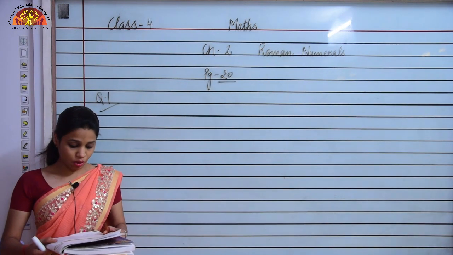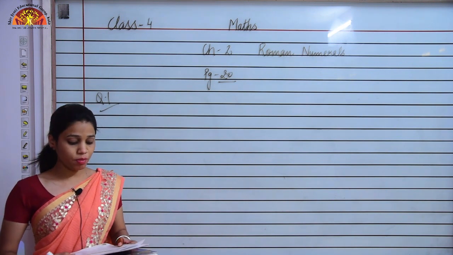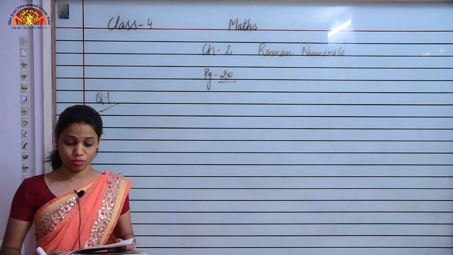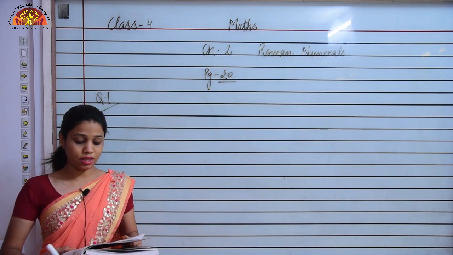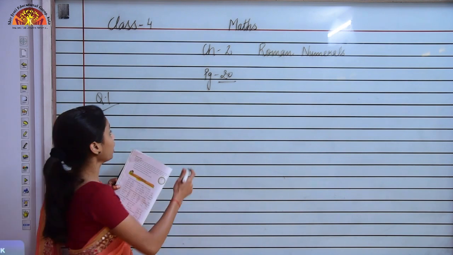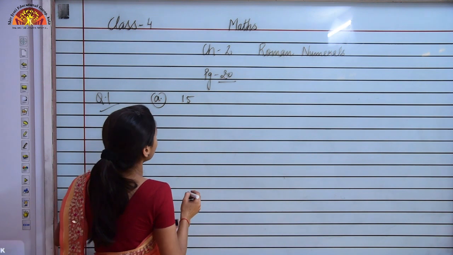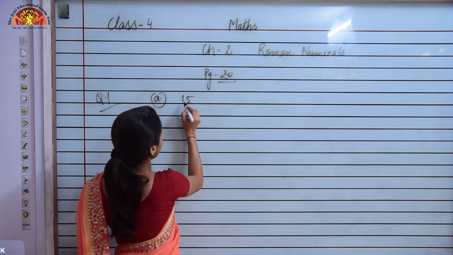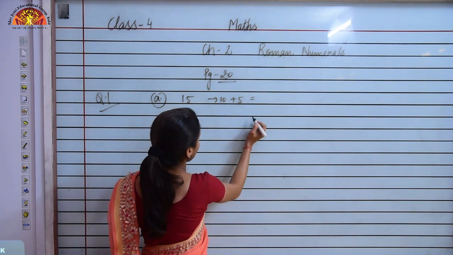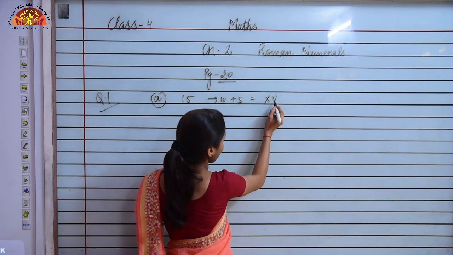Students, now let us see question number 1 given on page number 20 of your book. Question number 1 is convert the following Hindu Arabic numbers to Roman numerals. Now you are given the number in Hindu Arabic form, you have to convert them to Roman numerals. Now A part is 15. How will you convert this into Roman numerals? See, this is 15, so this will be 10 plus 5. So we can write it like this, XV, because this is 10 and this is 5.